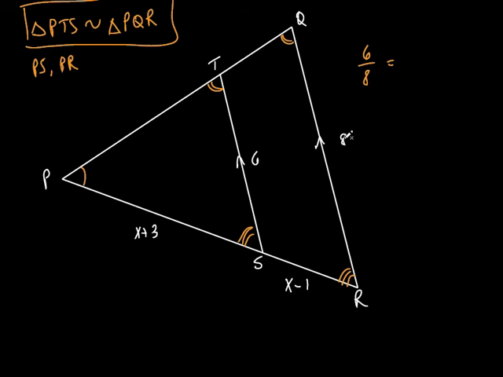I go 6 to 8. Now, I'm going to compare this. Now, this is what a lot of you guys did. A lot of you guys compared x plus 3 to x minus 1. But is x minus 1 the entire side of the big triangle?